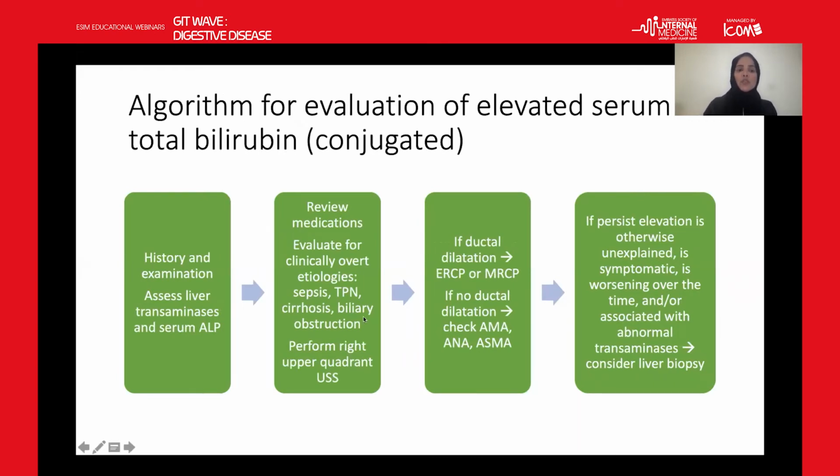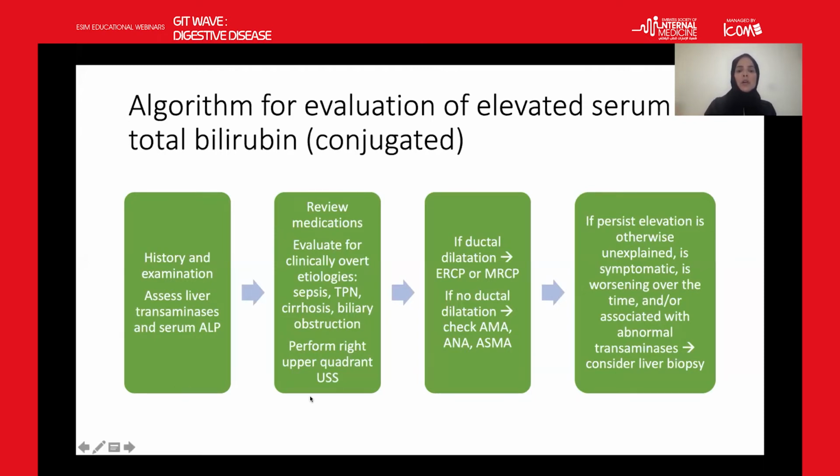And again, you want to be sure all the enzymes are normal, including the alkaline phosphatase, AST, ALT. You review the medication. It could be medication related. And also you look at whether the patient is on TPN or has sepsis. Sometimes sepsis can cause hyperbilirubinemia without elevated liver enzymes. And also you want to be sure the patient is not cirrhotic, as this is part of liver dysfunction. A lot of cirrhotic patients have normal liver enzymes, but bilirubin up, albumin low, INR up.